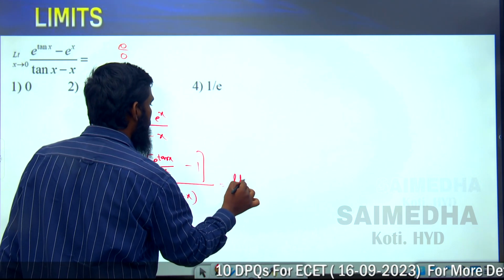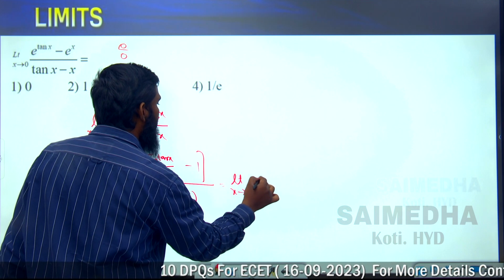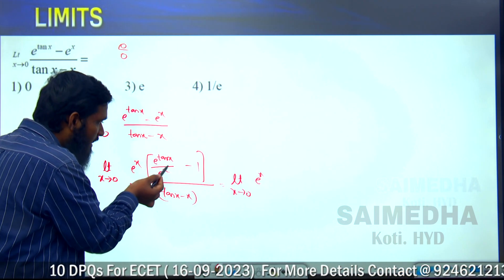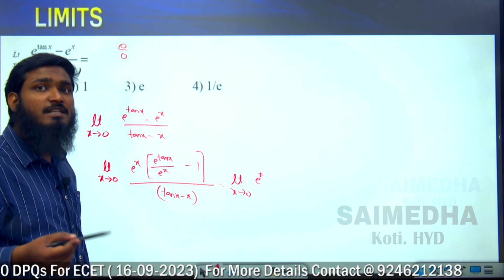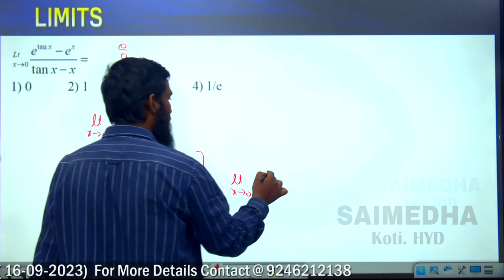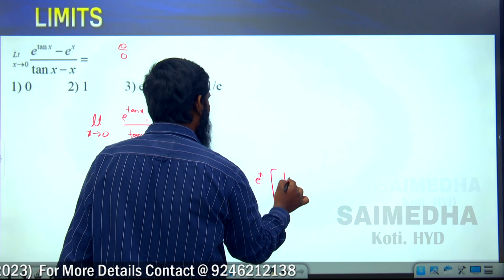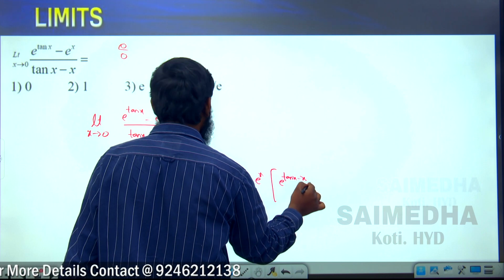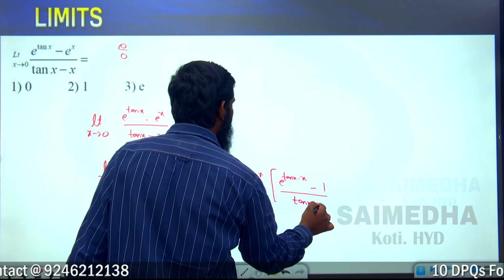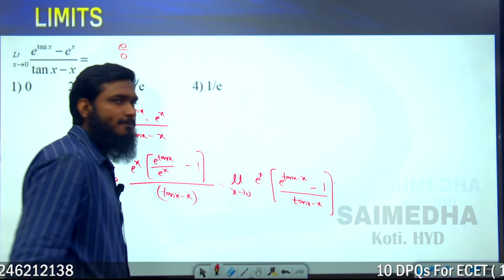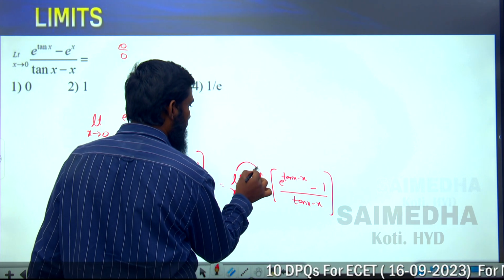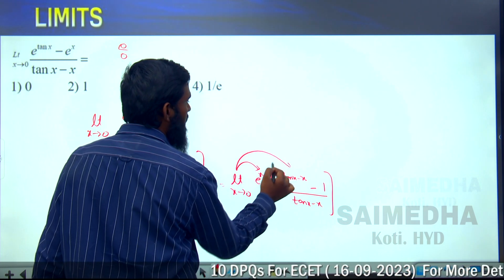Now this is equal to limit x tends to 0, e power x as it is. Now listen carefully: bases are the same in division, so powers should be subtracted. So we can write e power (tan x minus x) minus 1, divided by tan x minus x. Now as we have two functions, we have to apply the limit for this part as well as for this one.